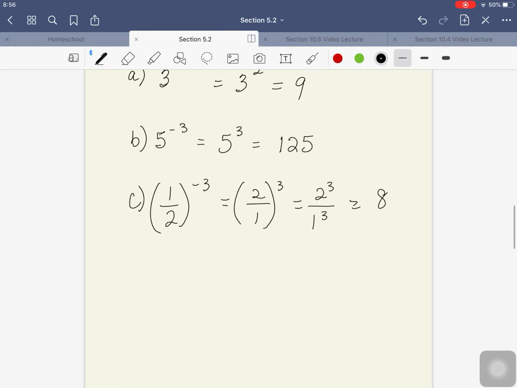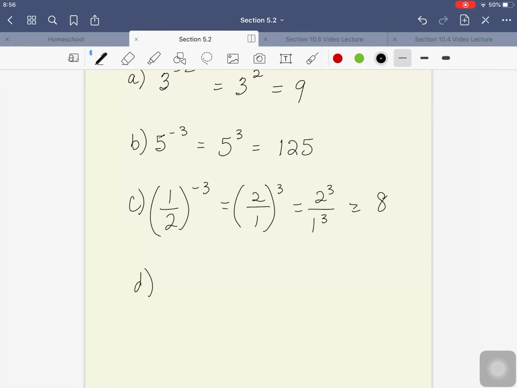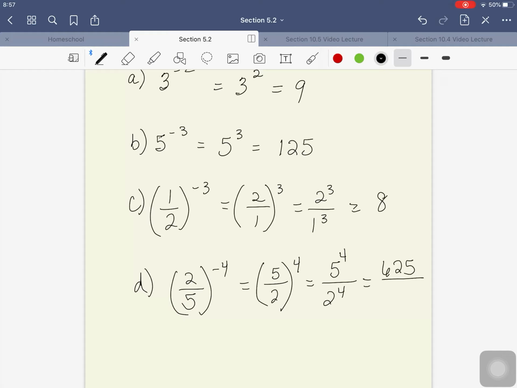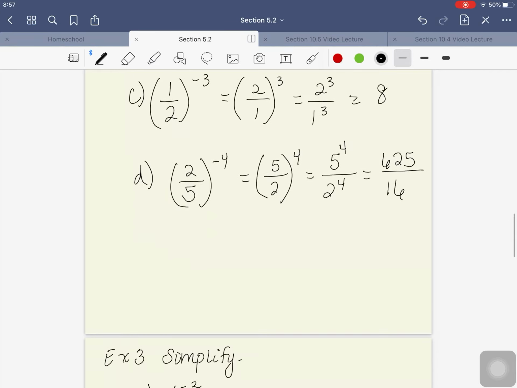All right, let's try another one like that. 2/5 to the negative fourth power. So first flip the whole fraction, make it 5/2 to the positive fourth power, and then both the numerator and denominator are raised to the fourth power. 5 to the fourth power is 625, and 2 to the fourth power is 16.